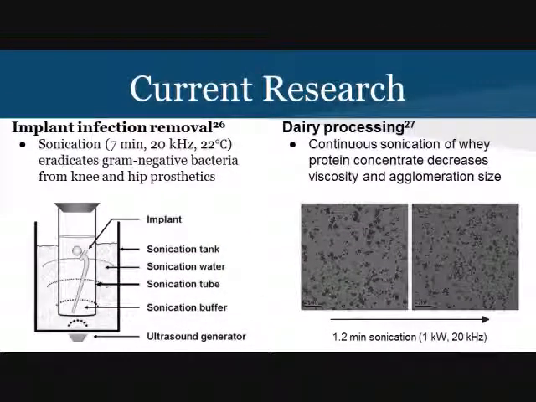Researchers in Sweden are examining the effects of ultrasound on different types of bacteria that infect prosthetic hip and knee implants. They found that specific frequencies and durations within ultrasonic baths can effectively kill gram-negative bacteria, such as E. coli. Researchers in Melbourne, Australia are studying how to more effectively process dairy in large-scale reactors.